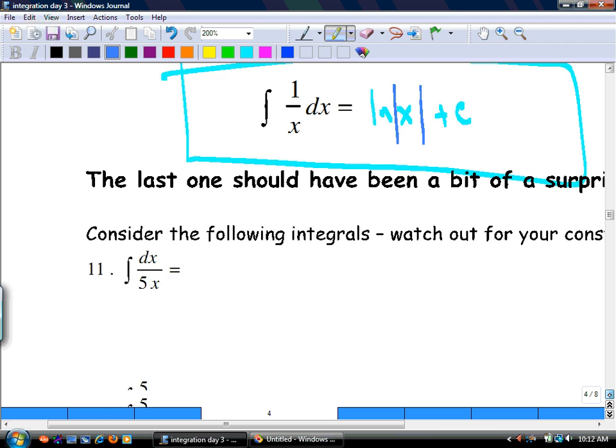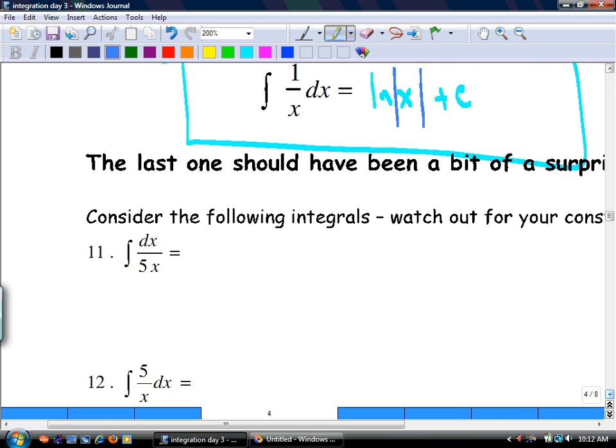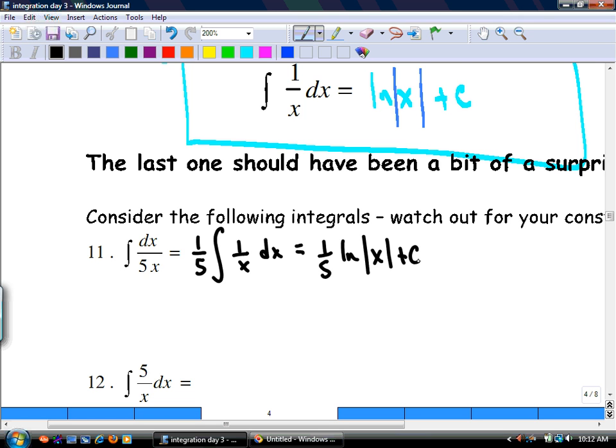Hopefully it wasn't. Okay, so the antiderivative of dx over 5x. So what I would do is take the 5 out front, 1/5, antiderivative of 1 over x dx. The antiderivative of that is 1/5 ln absolute value of x plus c.